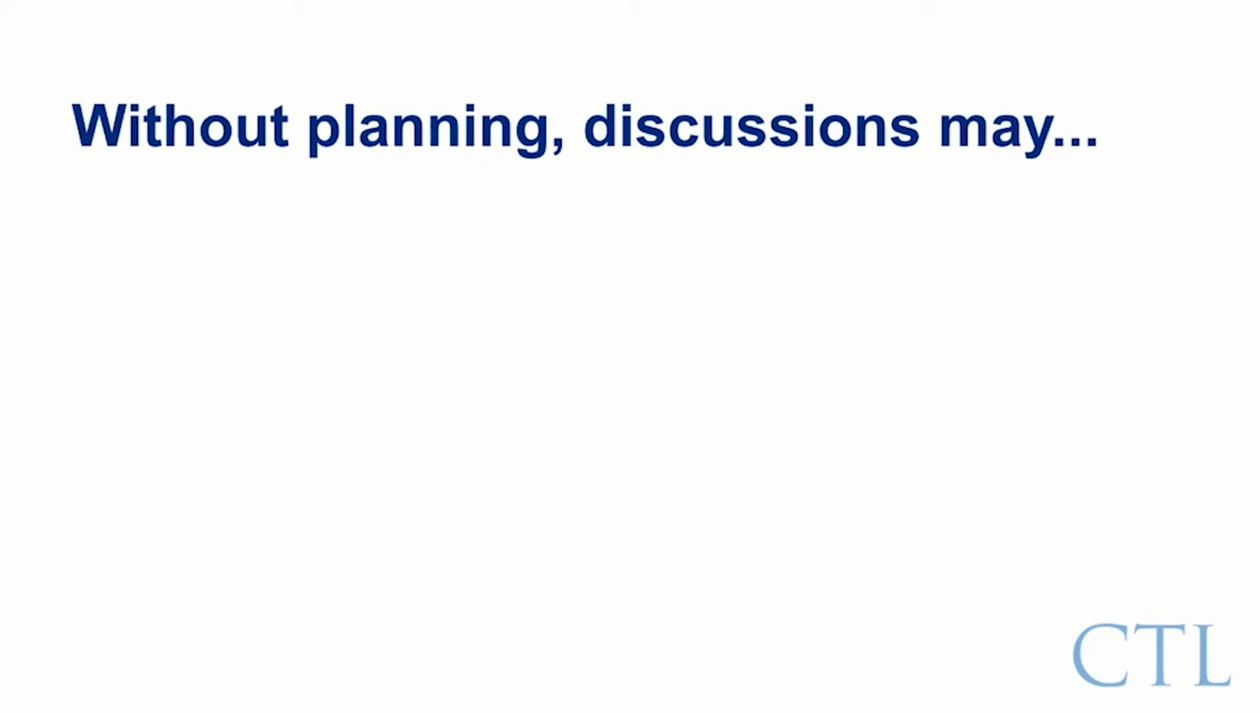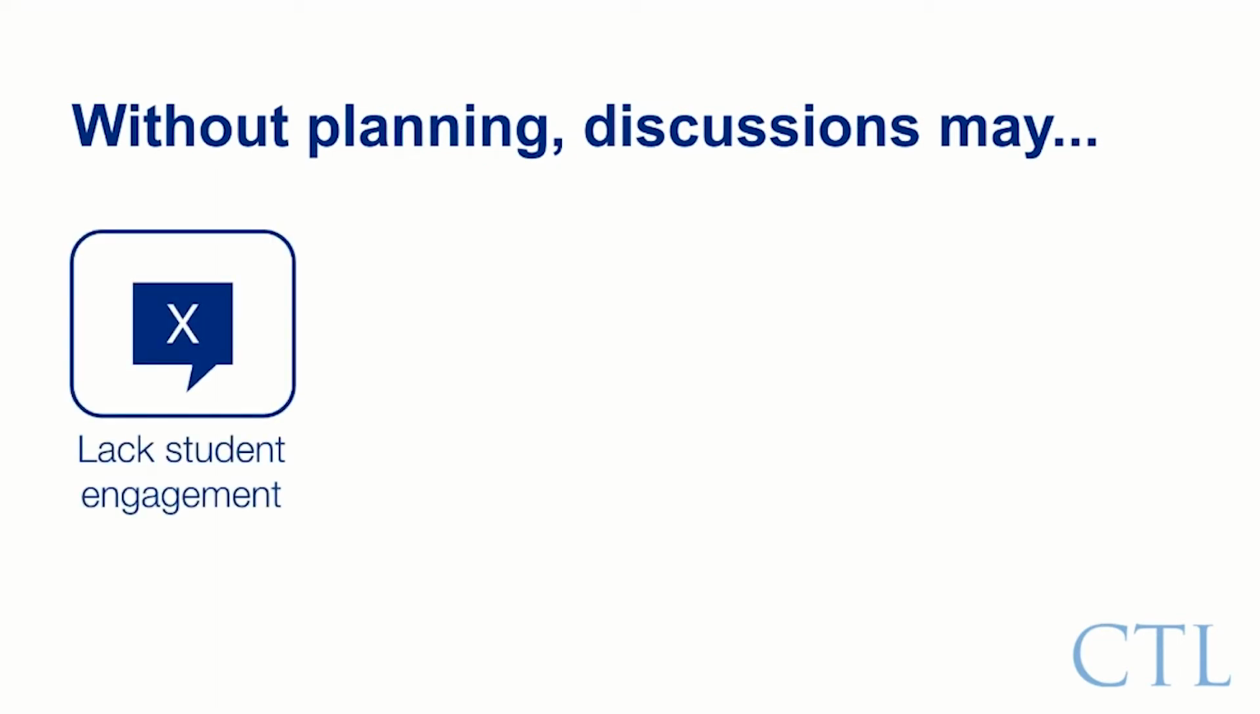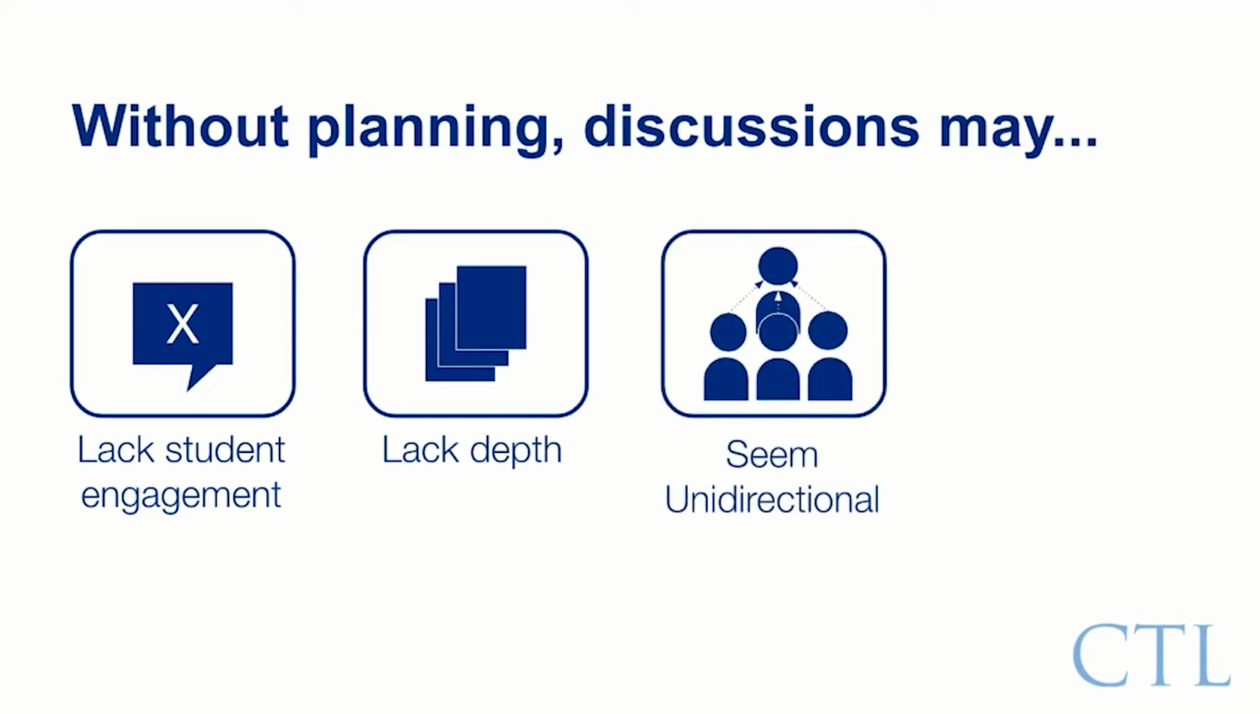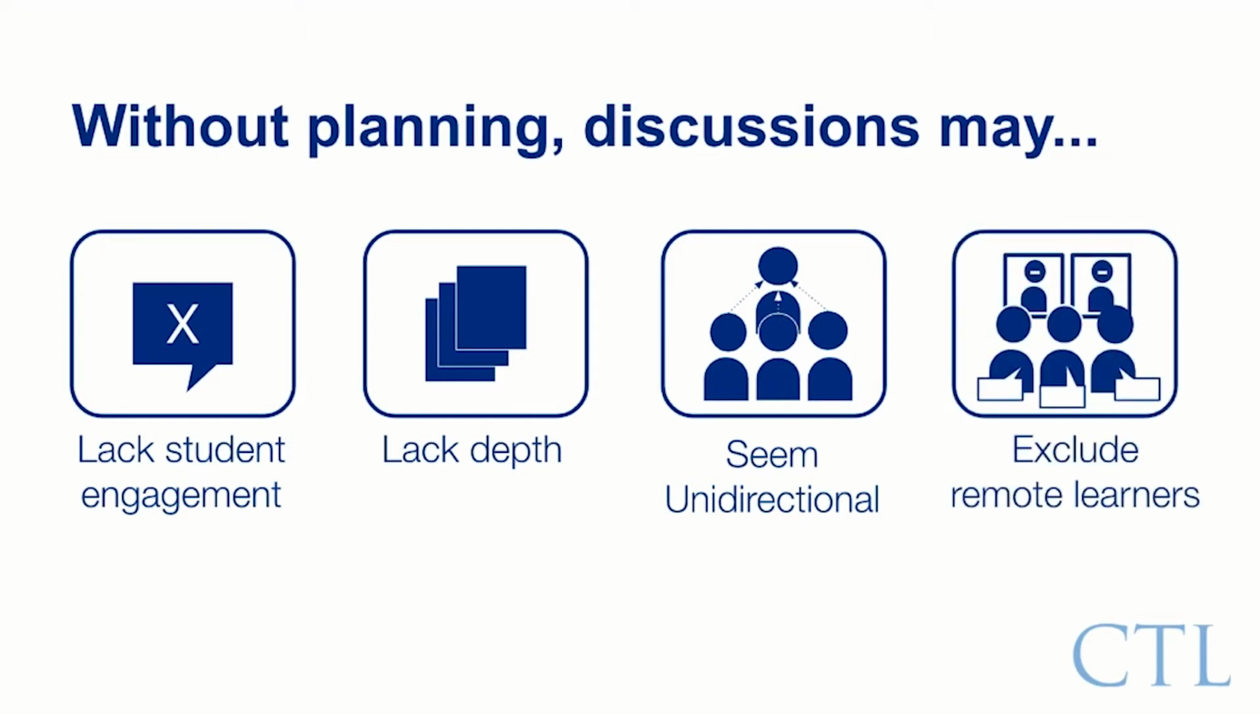However, without proper planning, discussions may lack the desired level of student engagement, include only superficial contributions or lack depth, flow in one direction, with responses going to the instructor instead of students responding to each other, or unintentionally exclude remote learners from full participation in hybrid or high-flex course discussions. To avoid these issues and ensure that students learn through discussion in your course, plan with the following 6 steps in mind.